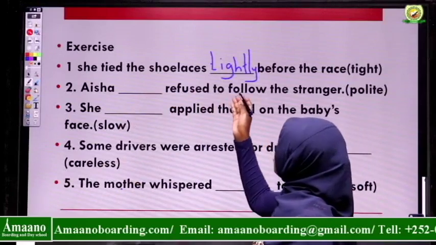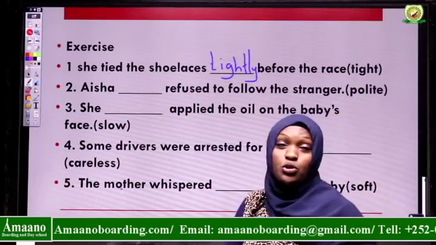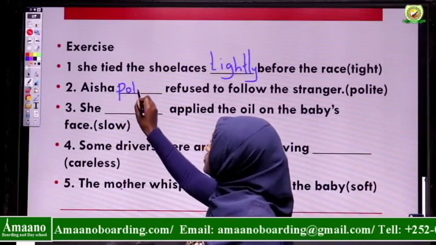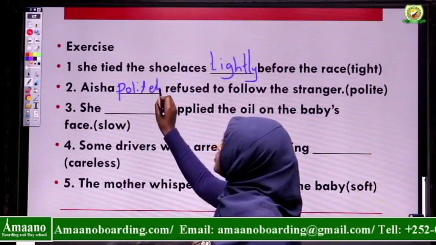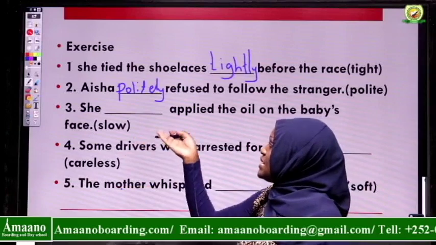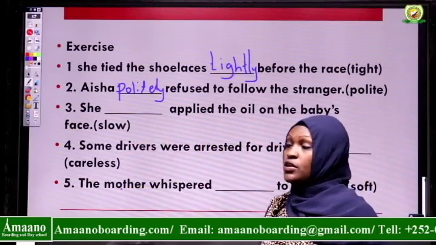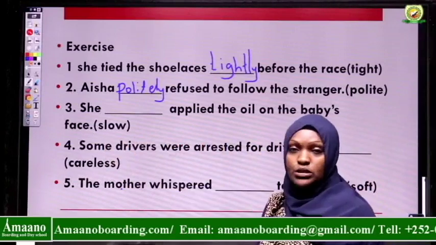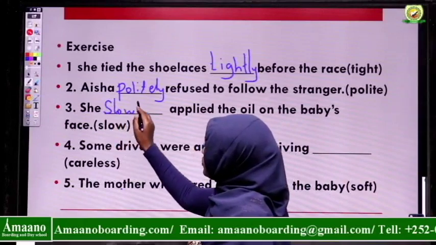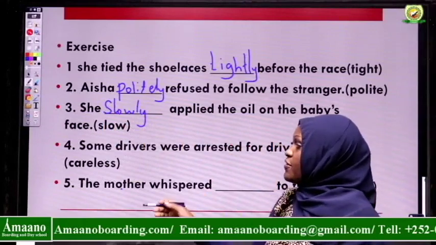Aisha dash refused to follow the stranger, and we are given the word polite. So what will be the answer there? Aisha politely refused to follow the stranger. She dash applied the oil on the baby's face. So we are given the word slowly. What are you going to do? So she slowly applied the oil on the baby's face.